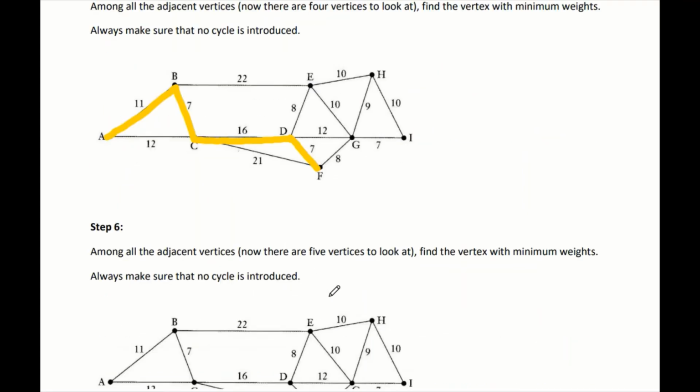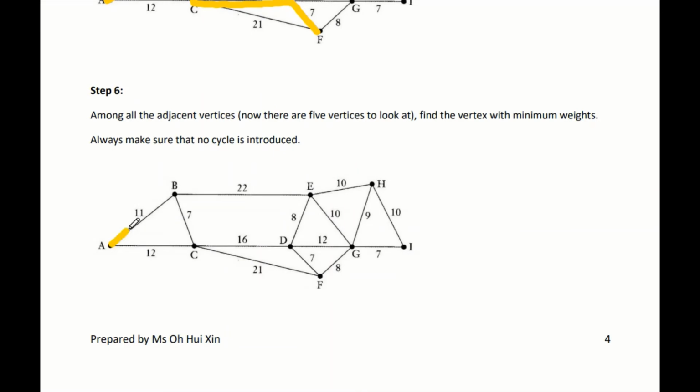Okay, so moving forward, we're going to do the same thing here. Now you have a total of 5 vertices to look at: A, B, C, D, and F. The same thing, the adjacent ones are BE, DE, DG, FG, right? So those are the ones. Which one is the shortest? Now you realize that there are two shortest ones. Either you choose DE or you choose FG. So in this case, which one to choose?